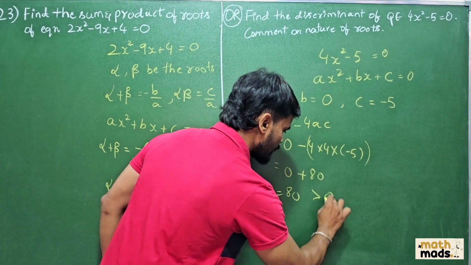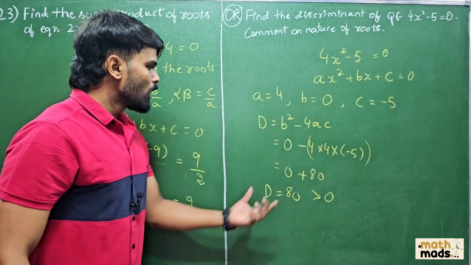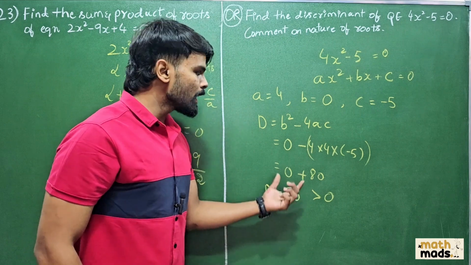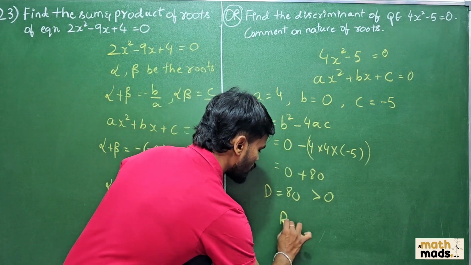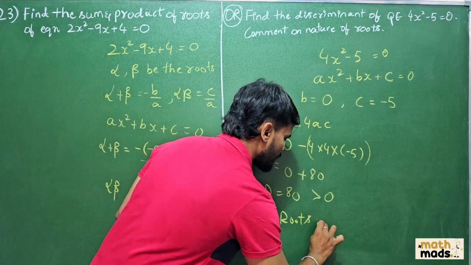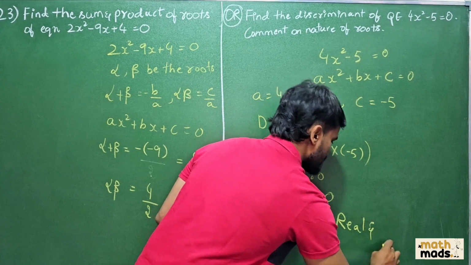So this is nothing but greater than 0. What should you do? You should comment on the nature of the roots. So b square minus 4ac is 80. b square minus 4ac is greater than 0. So how will the roots be? Roots are, the first thing is they are real and distinct.